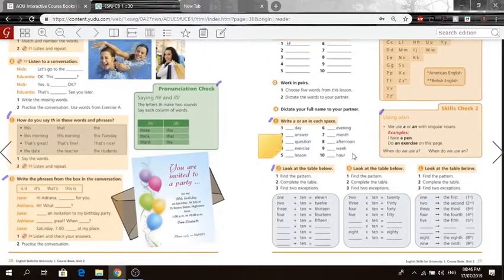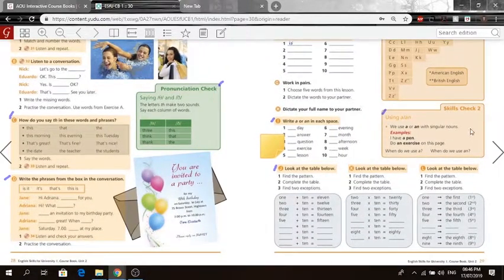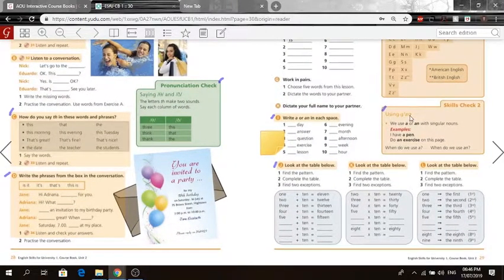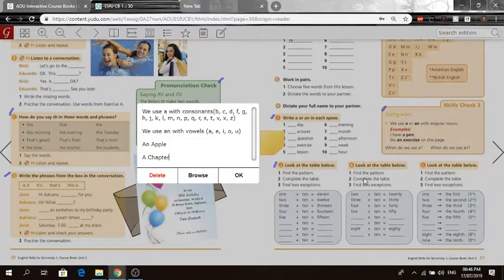Okay. Now this is important. Please focus with me. Let's go to skills check 2 here. So using a and an, okay? So we use a or an with singular nouns, okay? So examples: I have a pen, or do an exercise on this page, okay? When do we use a and when do we use an? So this is actually really interesting. So we use a alone with consonants. And what are consonants? Like I said before, consonants are basically the letters that are not vowels, okay? And we use an with vowels, okay? So A, E, I, O, U.